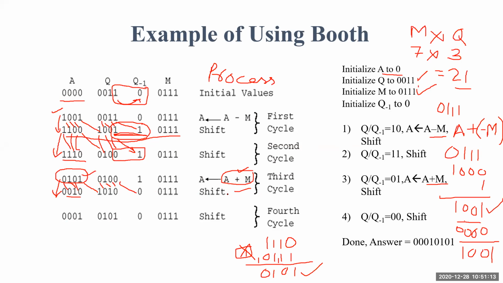Once the shift has been done, you should check the values of Q and Q minus 1. What are Q and Q minus 1? 0 0. If it is 0 0, what will you be doing? Simply the shift operation. Why? Because we have studied that whenever it is 0 0 or 1 1, you will not be doing any kind of addition or subtraction. Instead, you will be doing only the right shift operation.